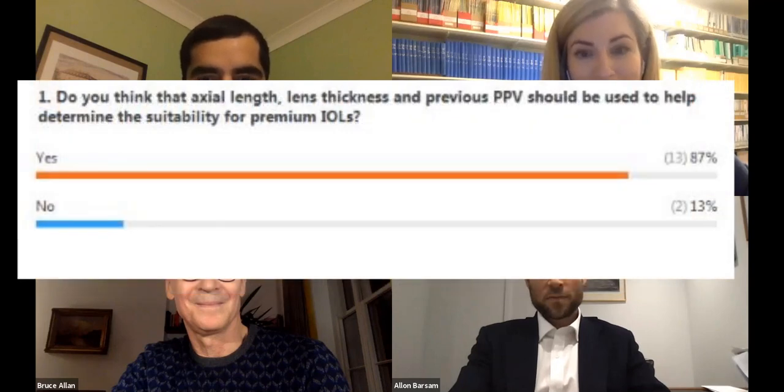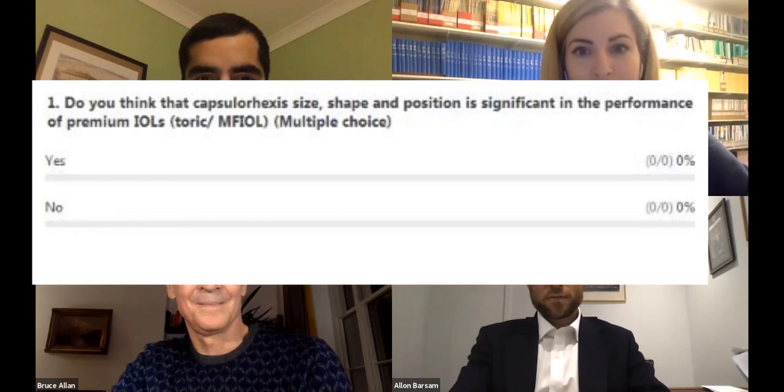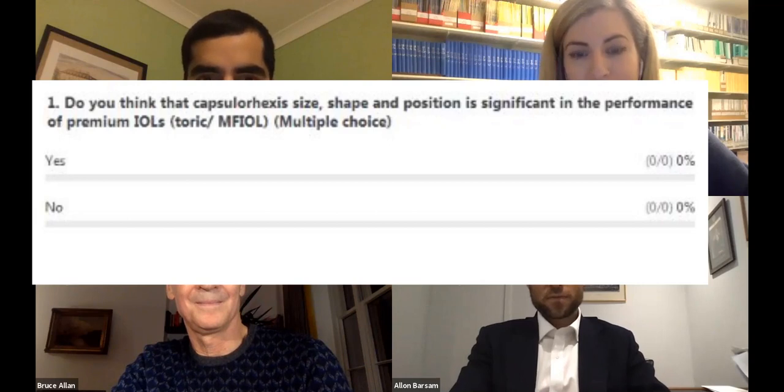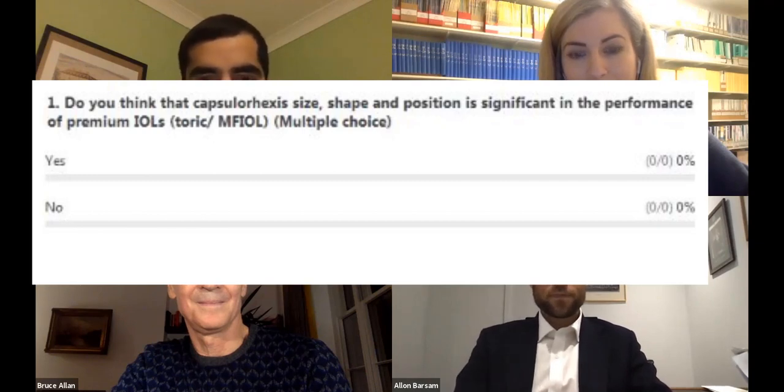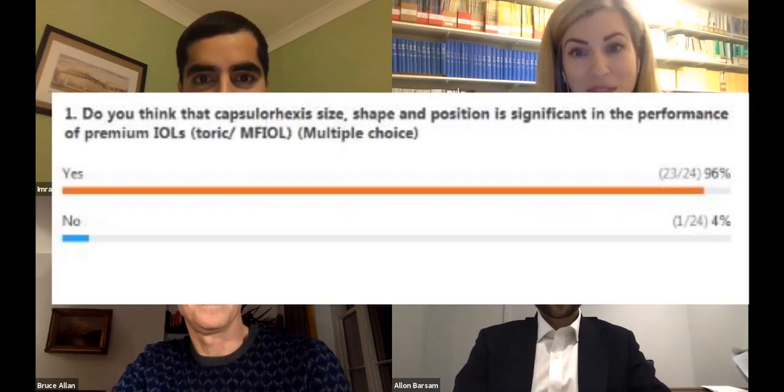So majority now feel yes. I think it was 50-50 initially, so now 87% feel yes. Next question. So do you think that capsular size, shape, and position is significant in the performance of premium IOLs? Yes or no? Again, that was similar to the initial question. And that's again, yes, the majority, 96%. I think, again, we were 50-50 when we started.